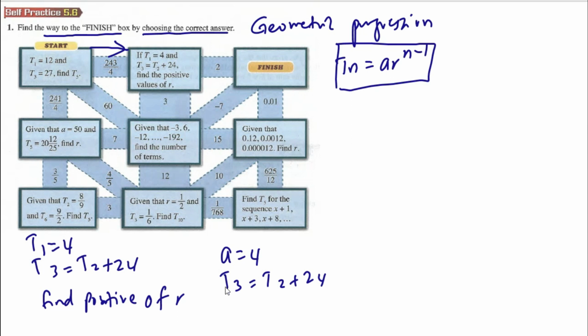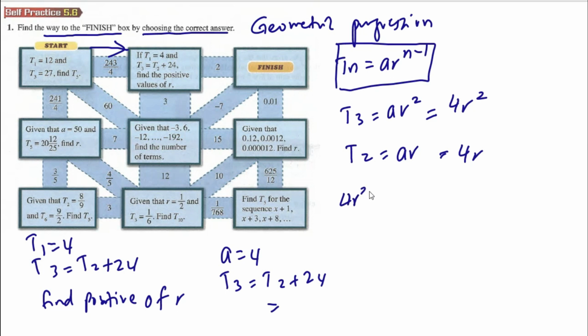So we can substitute inside the formula. So, T3 is equal to Ar^(3-1), which is Ar^2, which is equal to, A is 4, so 4R square. And then for T2, we have T2 is equal to Ar^(2-1), which is Ar only. So, we have 4R. Now, we can substitute. So, T3 is 4R square is equal to T2, which is 4R, plus 24.